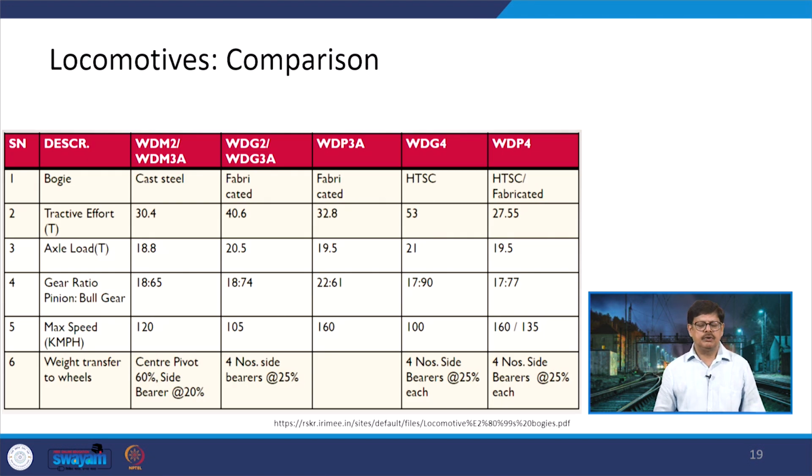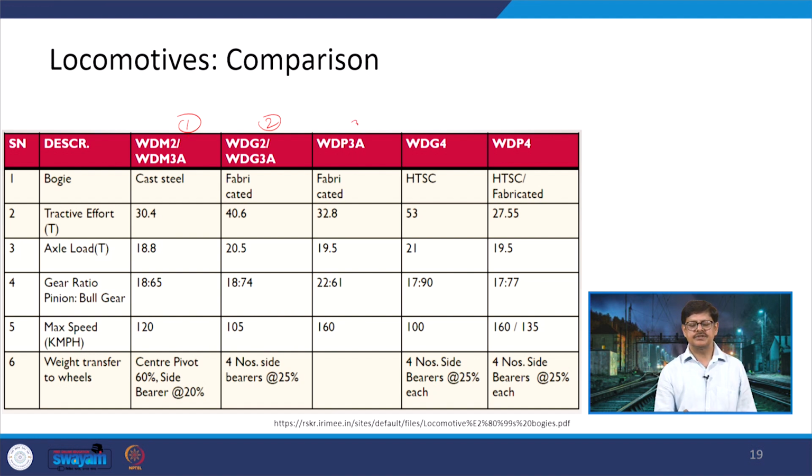Now, let us talk about the locomotives comparison. Here, different locomotives have been discussed. We have a first set of WDM2 or WDM3A. Another set is WDG2 and WDG3A. The first one is a mixed one, which can be used for passengers as well as freight. The second one is only for goods because it is related with G.